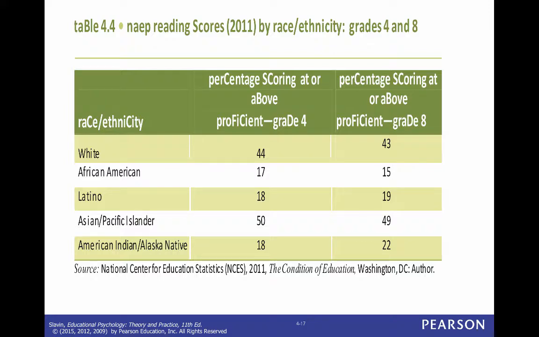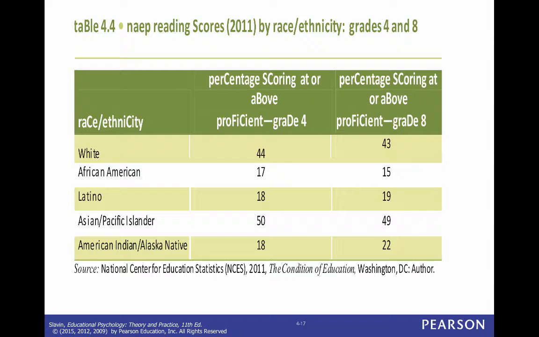If you look at their NAEP reading scores in 2011 by race and ethnicity, though, this is where it becomes shocking, because white children, and remember, SES is probably our most common denominator of what causes problems, so we have poor white children as well. 44% of our children that were considered to be white scored at or above proficiency in grade 4. African Americans, only 17% of the African American population scored at or above. And Latino was only 18%. Asian Pacific Islanders, 50% of them scored at or above in grade 4. And then American Indians, only 18%.